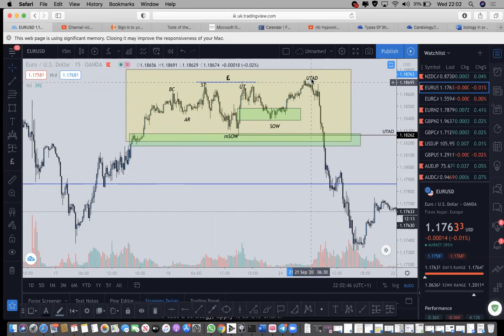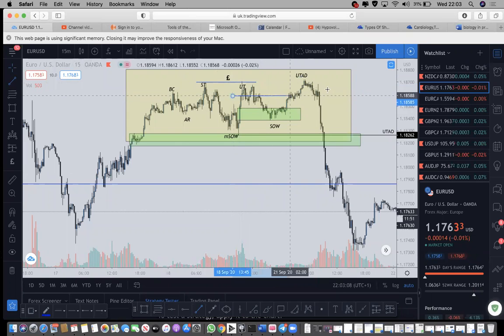And after UTAD, what happened? Drop. How do we enter after UTAD? For me, after UTAD, price has broken, and I know where my UT is. Do you know what I usually do? I place a sell stop right below my UT.